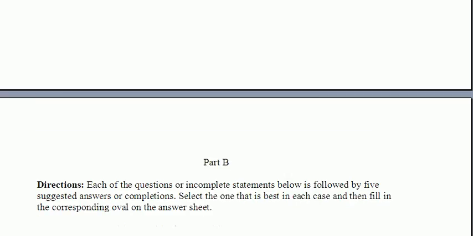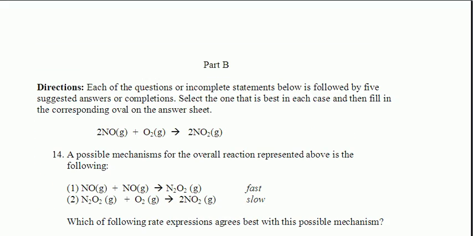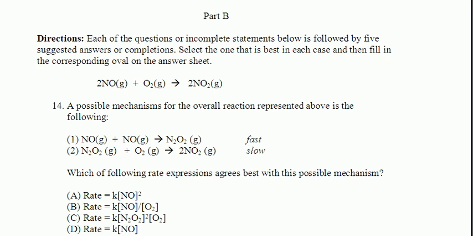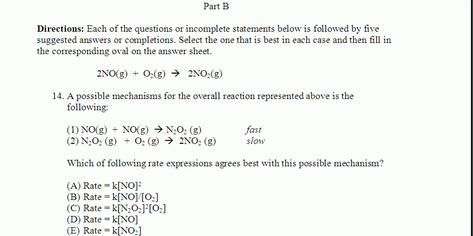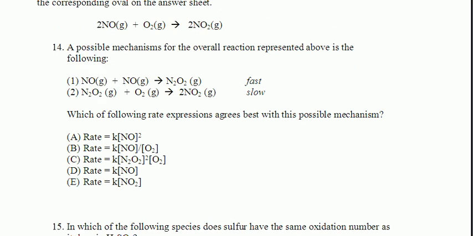Moving on. Okay, part B, going on to the standard multiple choice questions here. Which of the following rate expressions agrees best with the mechanism? In this mechanism, you want to focus on the slow step, and you want to focus on the reactants of the slow step. Only them can be reflected in the rate law. N2O2 and O2, they have to be there. NO, that's in the fast step. It can't be that. NO and O2.